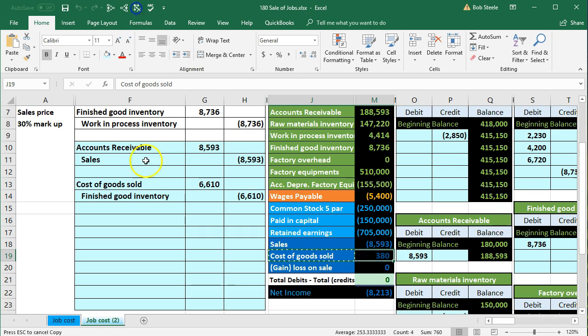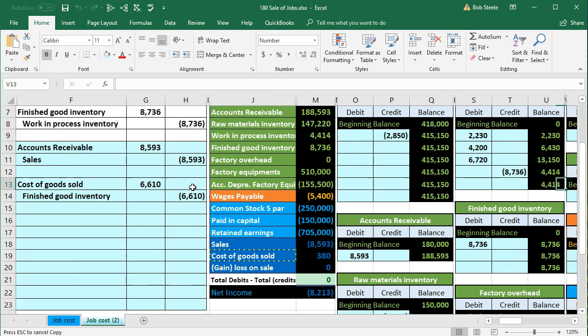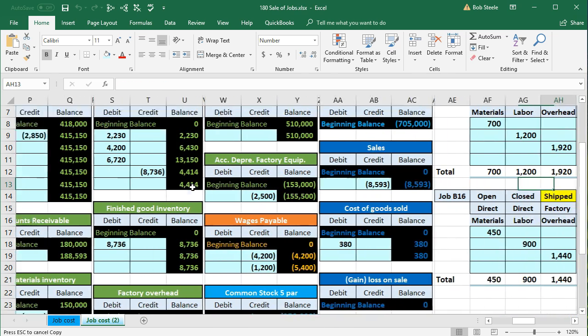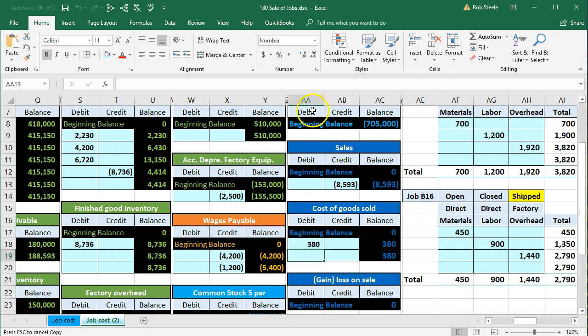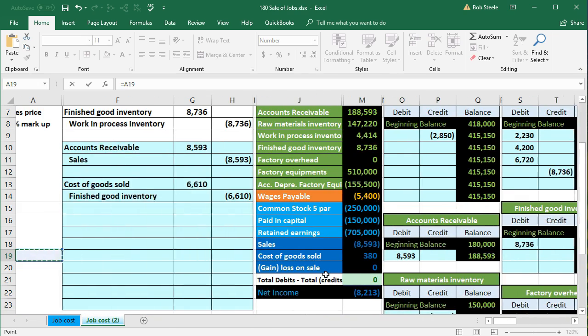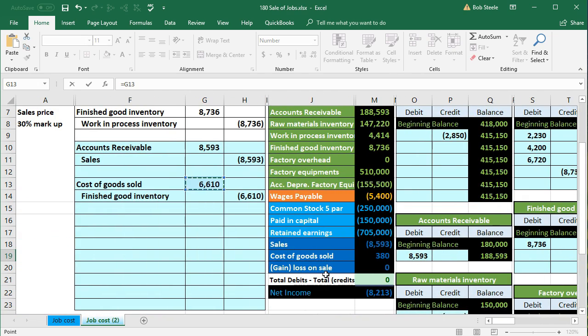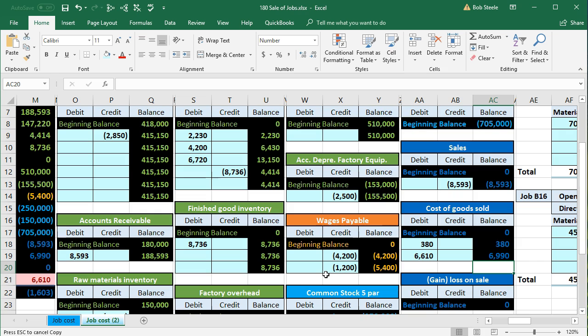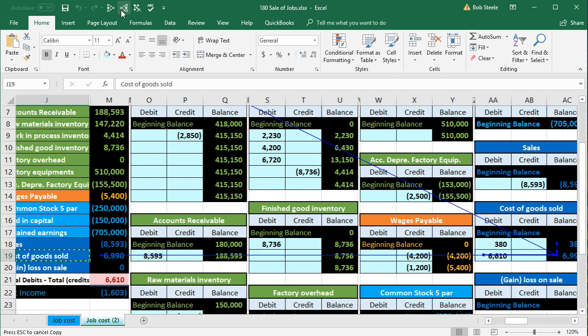So that's the first one we'll record. Cost of goods sold, last account, second to last account. So we're going to go all the way to the right. And we're going to be here in AA19. Going to say equals, scroll to the left, pick up that cost of goods sold and enter. So there it goes up from that 380 by 610 to 6990. That then is found on the trial balance.